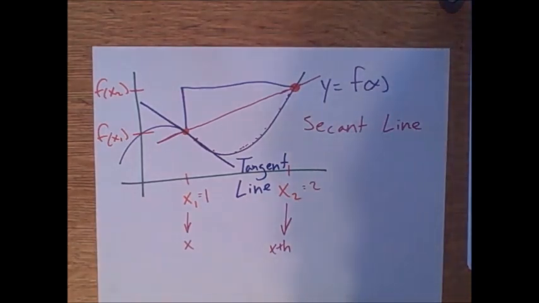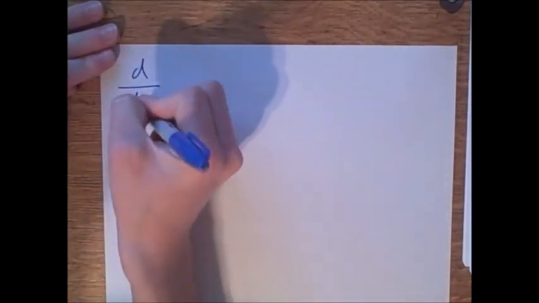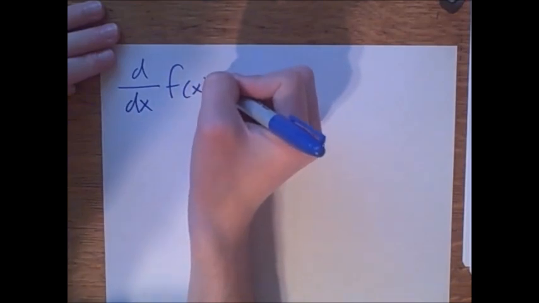So let's try to figure out how we're going to find a tangent line function, so we can find the tangent line of every point on that graph. And that will give us our derivative. First, let's talk about how we're going to notate this, okay? If we're going to be solving problems involving a derivative, we would write d dx of f of x. Okay?